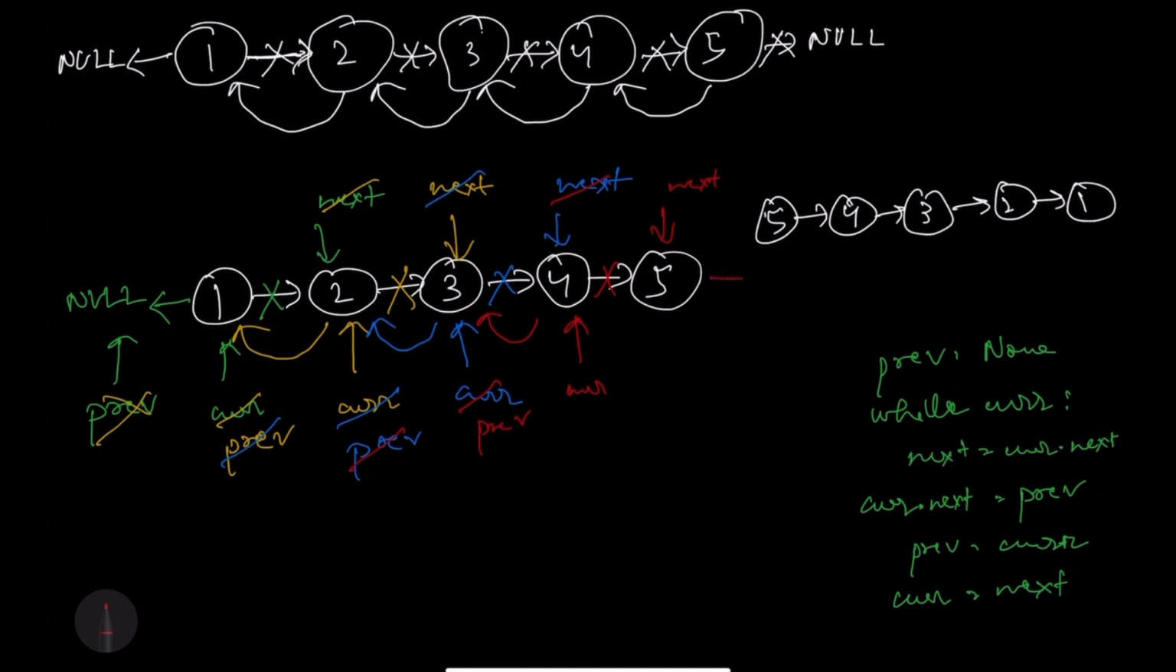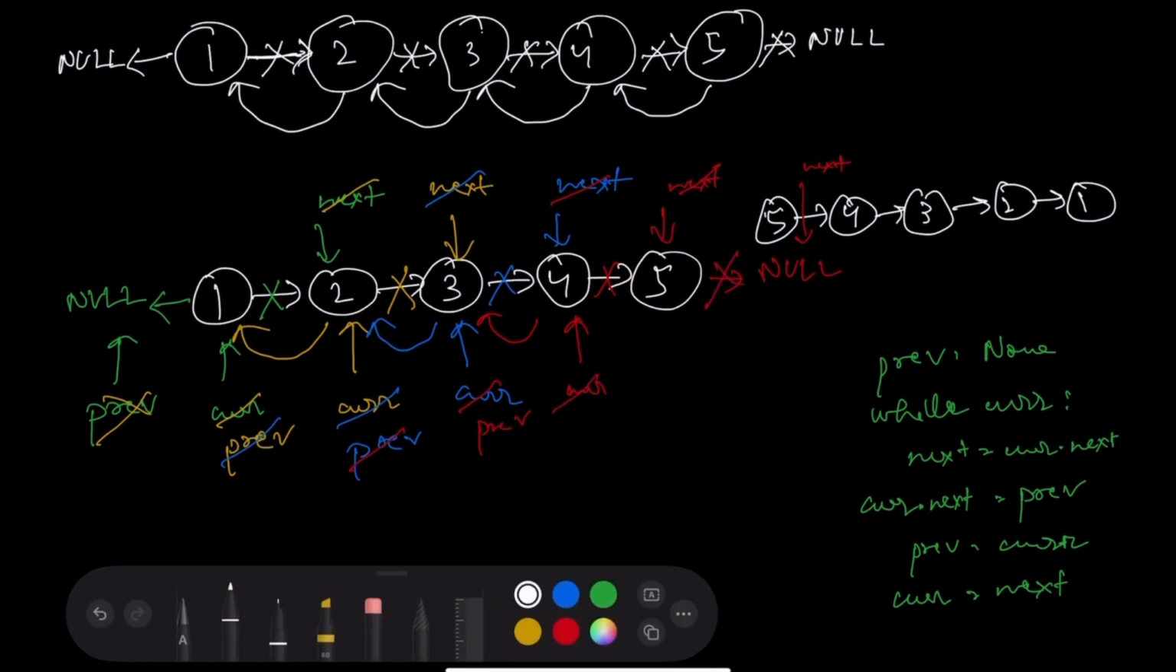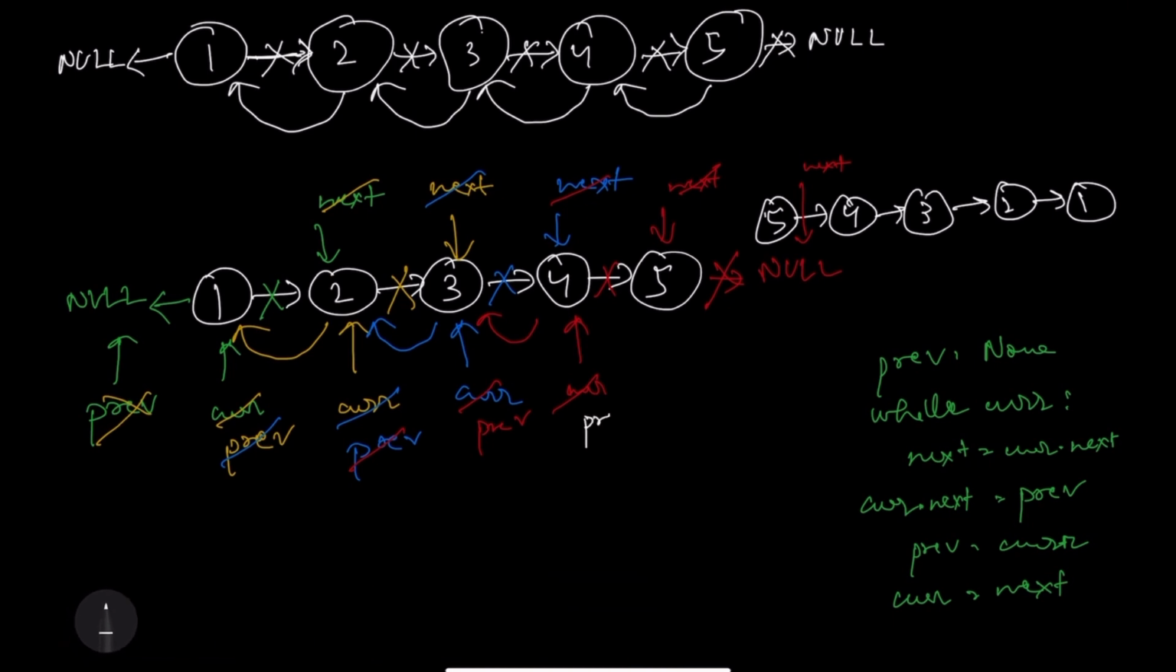Likewise, for the next one we will have null. So our next will move to null and we would be breaking this link. This one would be our previous, this one will be our current, and our previous will have our current. So as you can see, our linked list is reversed. If you see, it is now like this.